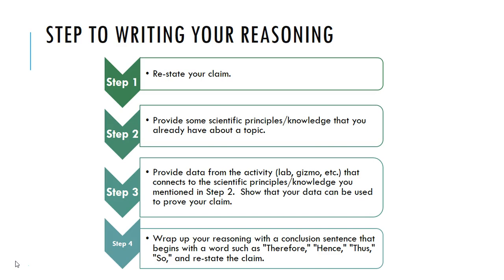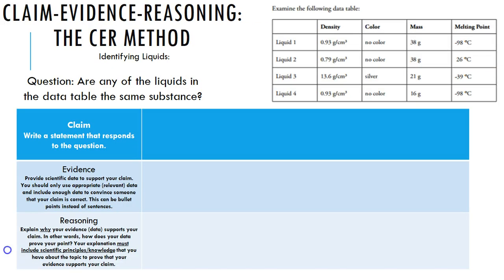Then step number 4 is a conclusion. So you're wrapping up your reasoning with a conclusion sentence that begins with words such as therefore, hence, thus, so, and then ultimately you're restating your claim. Let's take a look at an example CER paragraph.